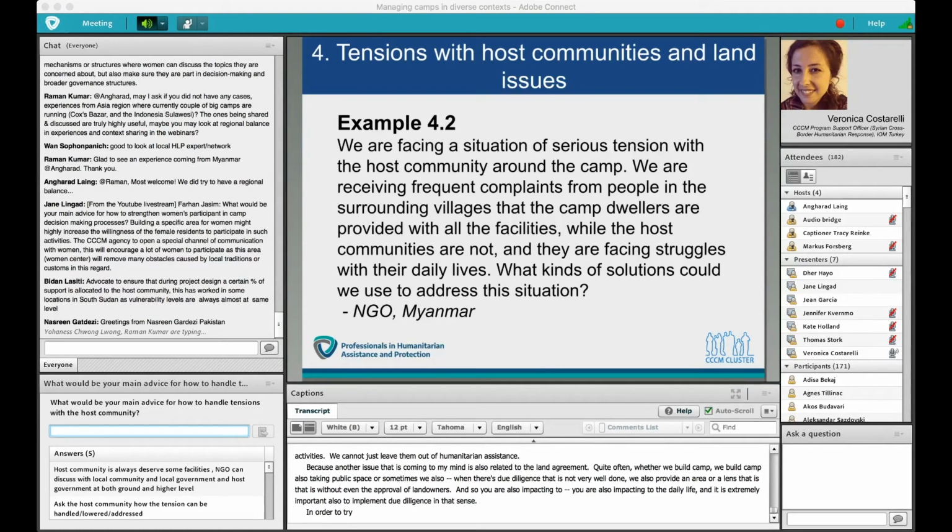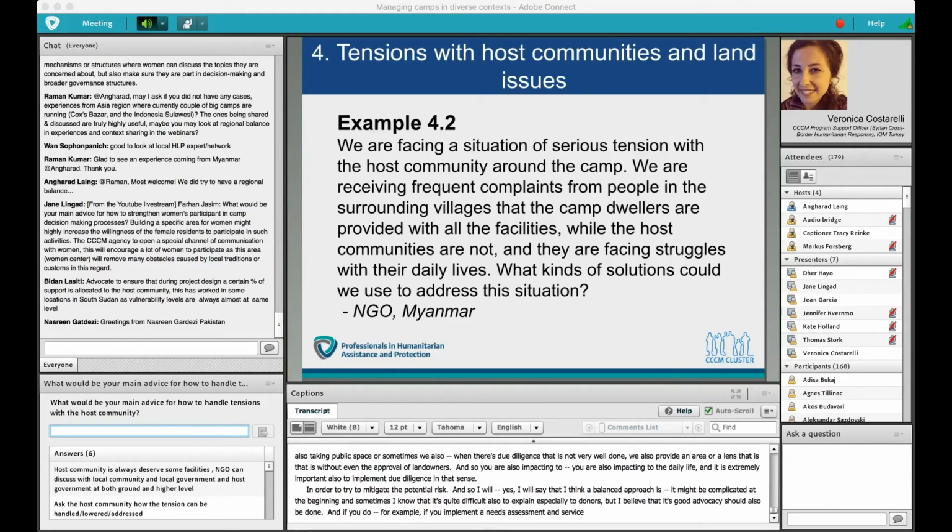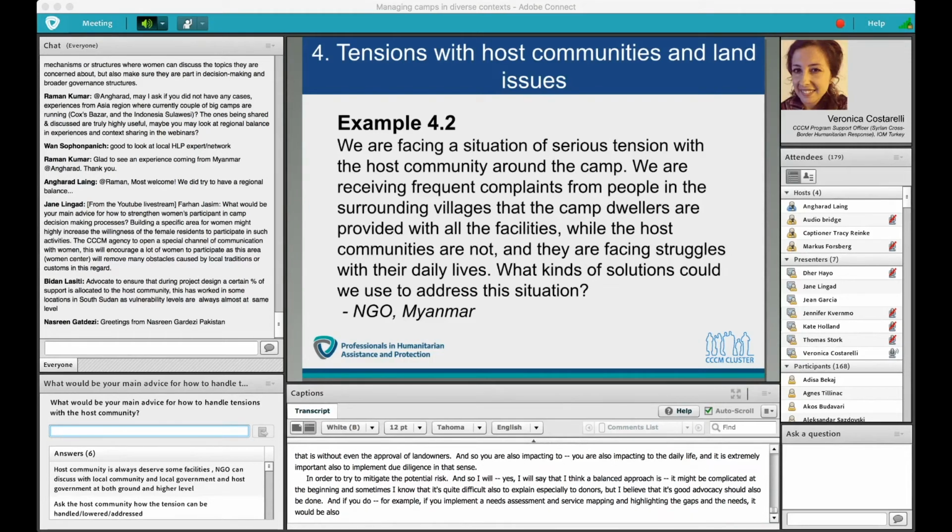I would say that a balanced approach might be complicated at the beginning, and sometimes I know it's quite difficult to explain, especially to donors, but I believe that good advocacy should be done. If you implement a needs assessment and service mapping, and highlight the gaps and the needs, it is good proof that you can advocate with the relevant stakeholders.